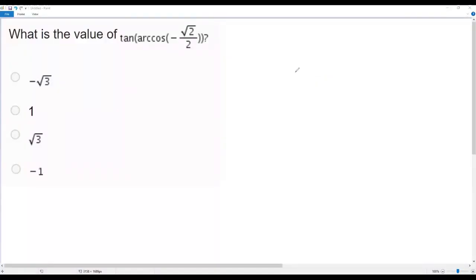Here we have a pre-calculus problem. Okay, let's go to the question. What is the value of tan of arccosine of negative square root of 2 over 2? Okay, so to get the value of this one, first I have to find the value of arccosine of negative square root of 2 over 2. Okay, first let me find the value of that one.